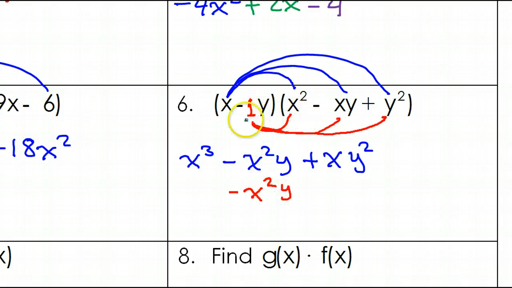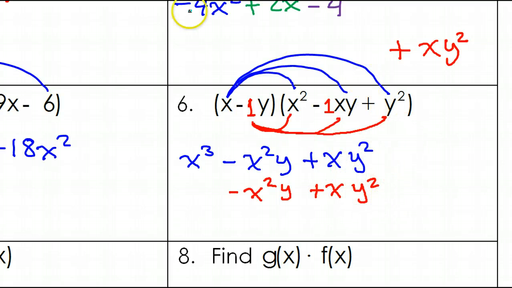Do you see it? Now, negative 1y times negative xy. First of all, a negative times negative is positive. Now the x is just sitting there, but y times y is y squared. So negative 1y times negative 1xy, this could be like a 1 as well, gives me positive xy squared. And look, there's an xy squared right there, so I'm going to line those up. But I still got one more to do.